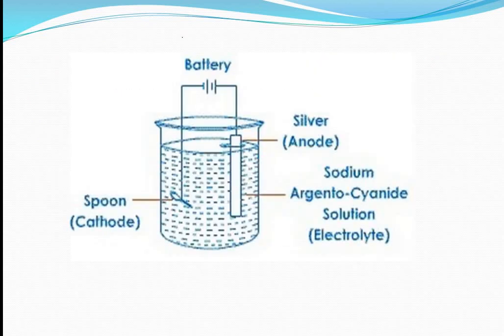The same thing we do: here we are having a spoon, that is the brass spoon, and this is the silver rod anode, and there is a solution of sodium argentocyanide, that is the electrolyte. So from this anode silver metals are coming and they are depositing at this spoon part, and this spoon part is the cathode part where the process of reduction will occur, and this is the complete process. I hope you understand this electroplating part.